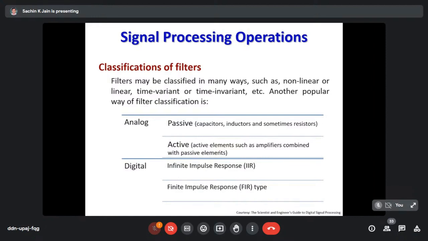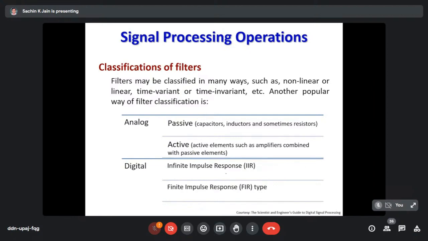In some other analog systems, we use amplifiers or op-amps for filtering out some frequency components. They are basically known as active analog filters. Most of the signal processing applications now use digital filters, which are very popular. The two most common forms of digital filters are the infinite impulse response filter, commonly called IIR, and the finite impulse response filter, FIR.